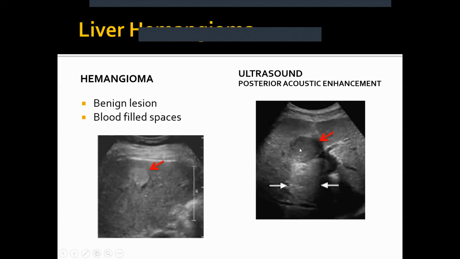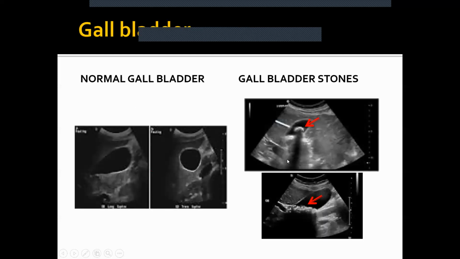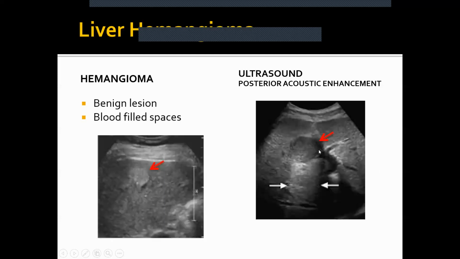Now, how do I know this is a cyst and not a hemangioma? Well, the first thing is that this fluid filled structure appears a lot darker than the surroundings on the ultrasound. The second thing is that it has this posterior acoustic enhancement. What that means is that everything past it, everything after it, appears brighter than the surrounding area. Okay?